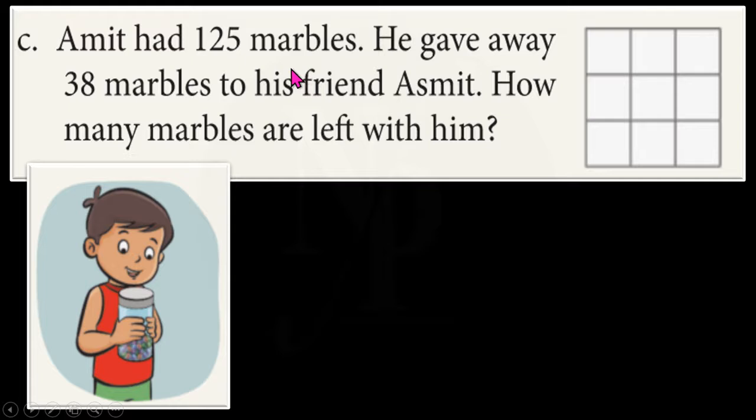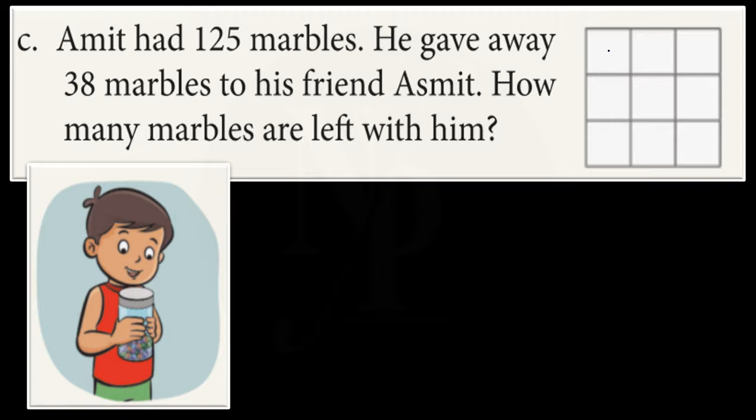So here Amit is giving away some marbles, that means the number of marbles after giving 38 marbles to Asmith will be less than what he had initially. That means we should subtract here to find the solution. What we should do here, this is a subtraction problem. So we should subtract 38 from 125. Let us write down these numbers in this table and then we will subtract.